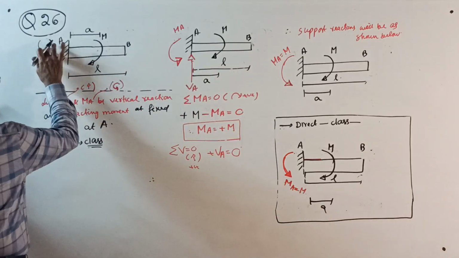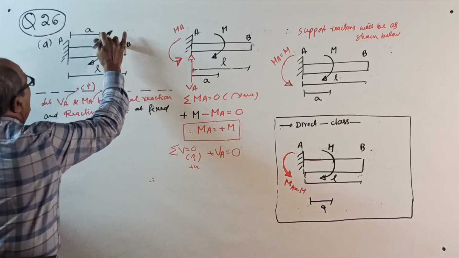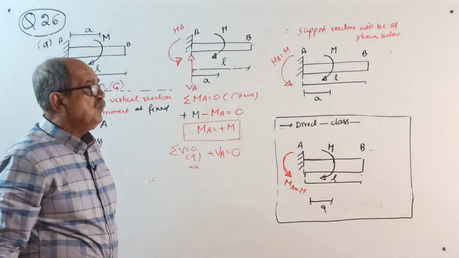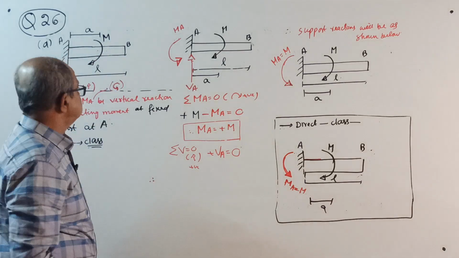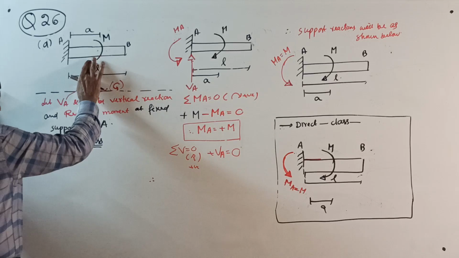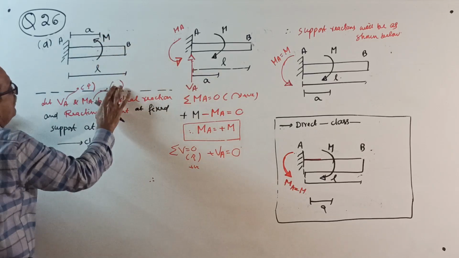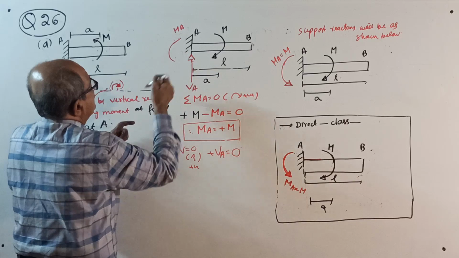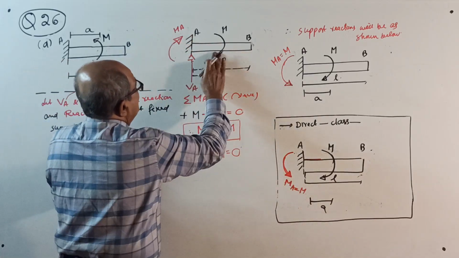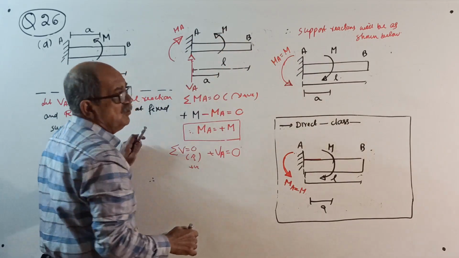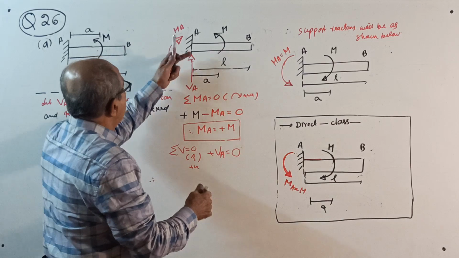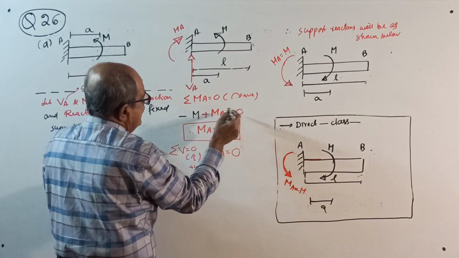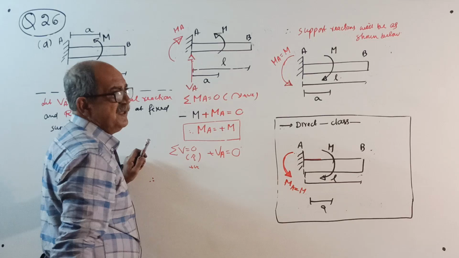Question number 26D, the same couple but anti-clockwise. A cantilever beam of length L is subjected to an anti-clockwise couple M at A from the fixed end. Since it is anti-clockwise, the reacting moment will be assumed clockwise because it is opposite. You should not do it this way; you should write each and everything. Don't write like what I am doing. Start: take moment. Minus M plus MA equals 0. So, MA equals plus M.